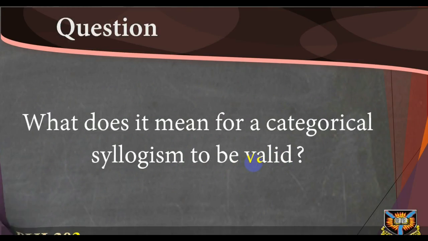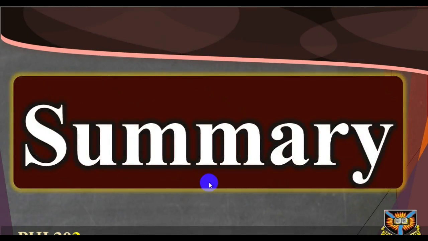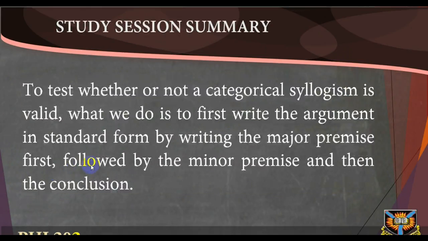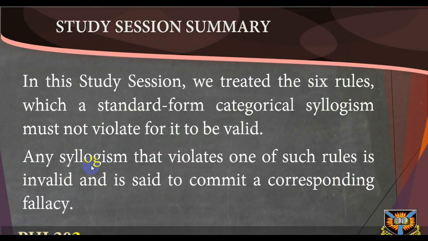Study session summary. In this study session, we treated the 6 rules which a standard form categorical syllogism must not violate for it to be valid. Any syllogism that violates one of such rules is invalid and is said to commit a corresponding fallacy.